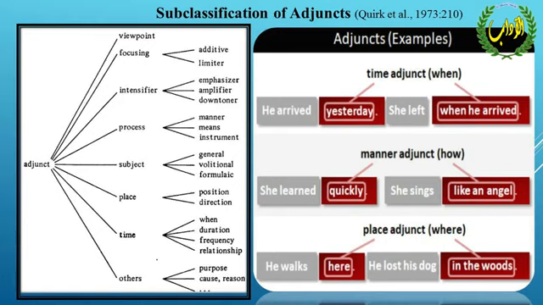For some examples related to these, time adjunct using when. He arrived yesterday. She left when he arrived. Manner adjunct. She learned quickly. She sings like an angel. Place adjunct. He walks here. He lost his dog in the woods.